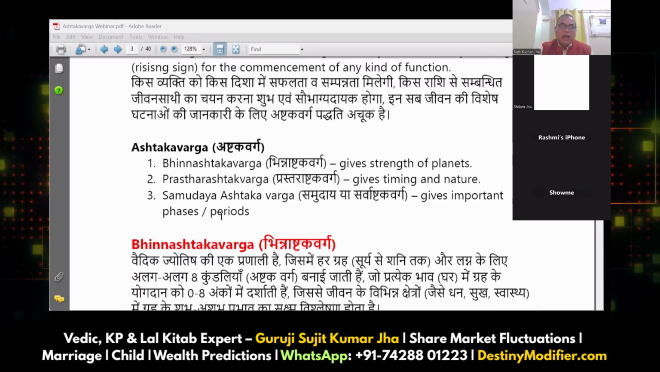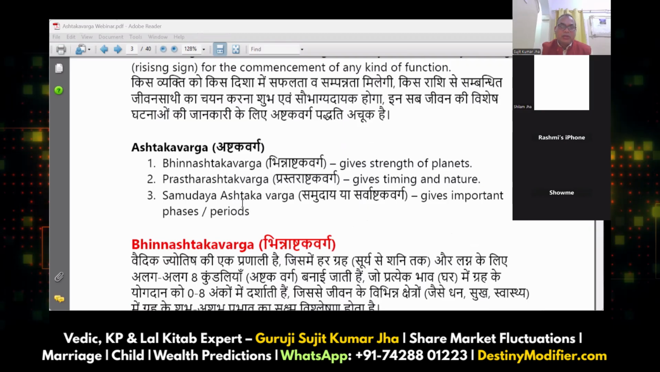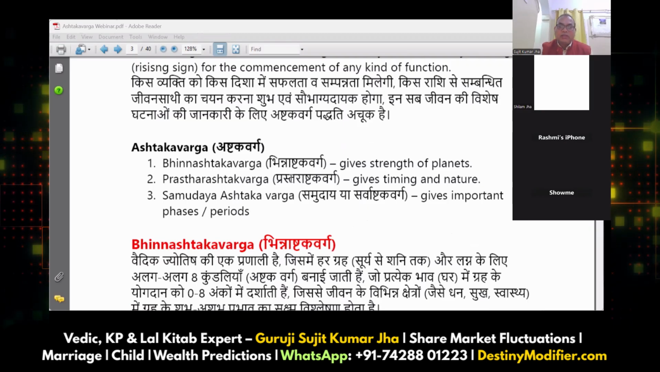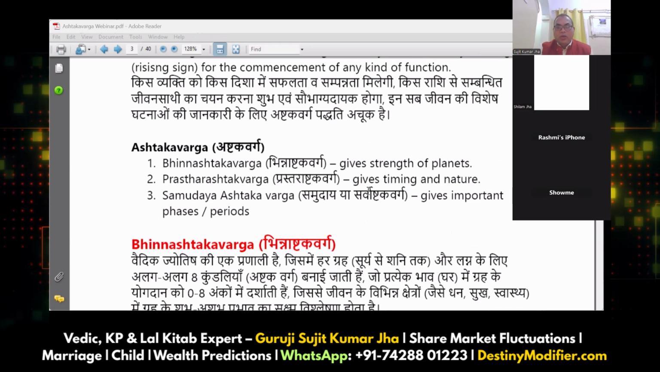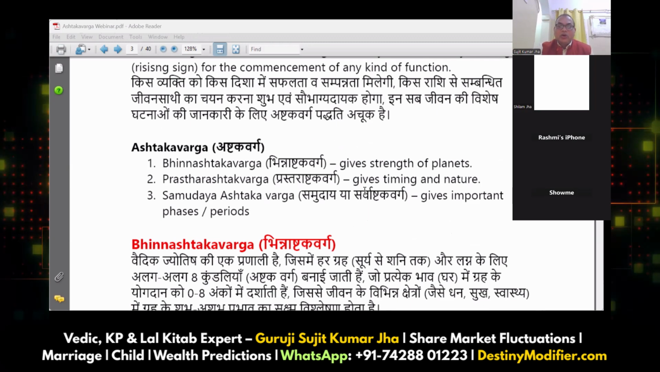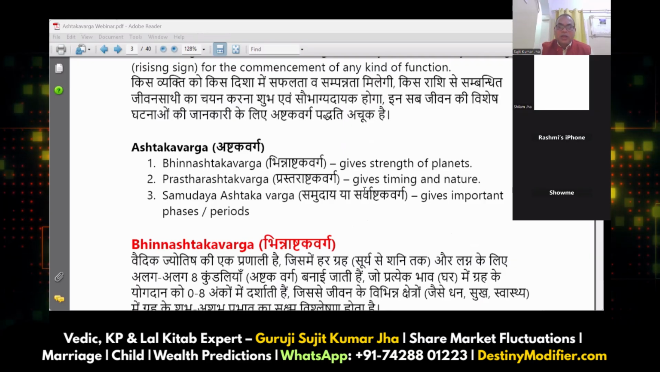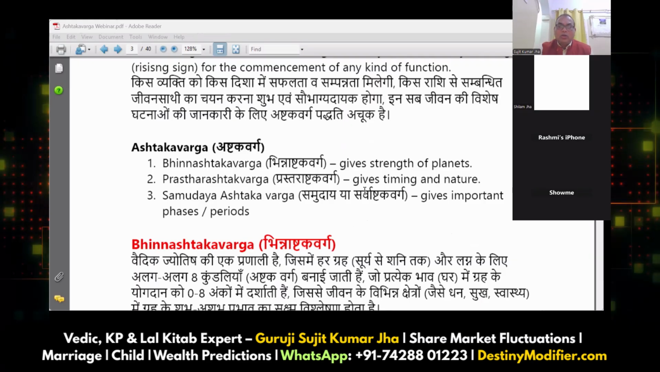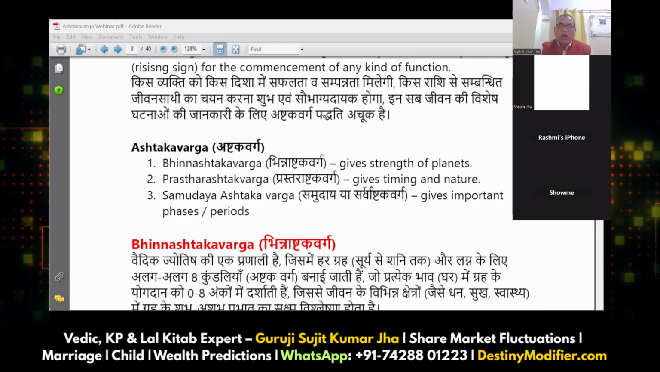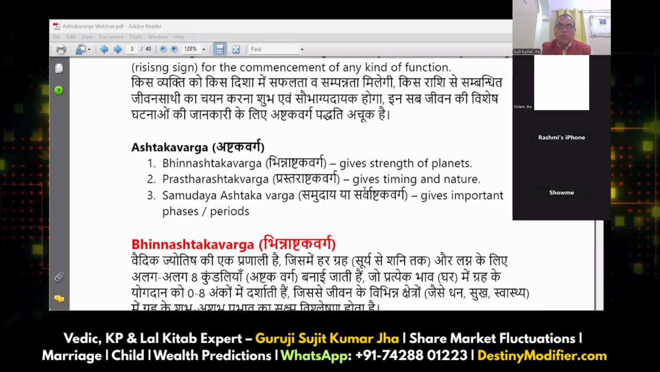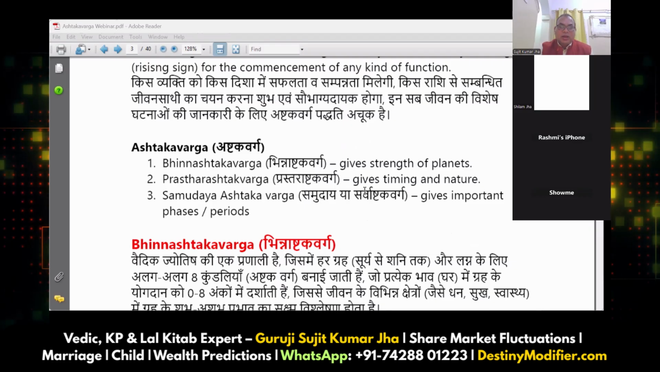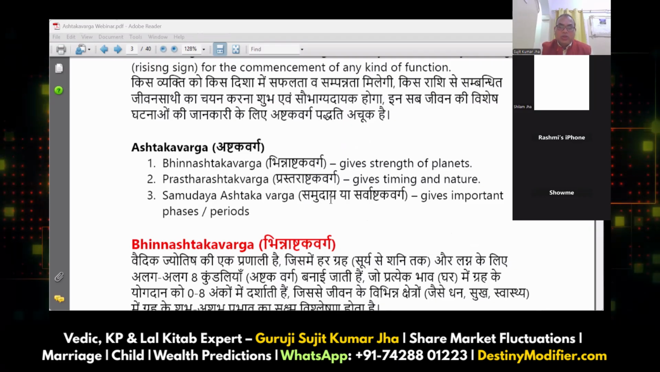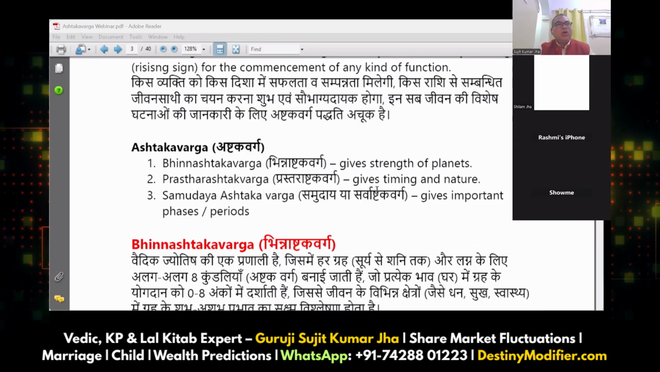Ashtakavarga is divided into 3 parts. First is Bhinnashtaka. Bhinnashtaka will give the strength of a planet. Every planet has one chart. That chart for the Sun is called Ashtakavarga for Sun, and likewise for Moon, Mars, and so on. Then Prastar Ashtakavarga. It will give the timing of the event.